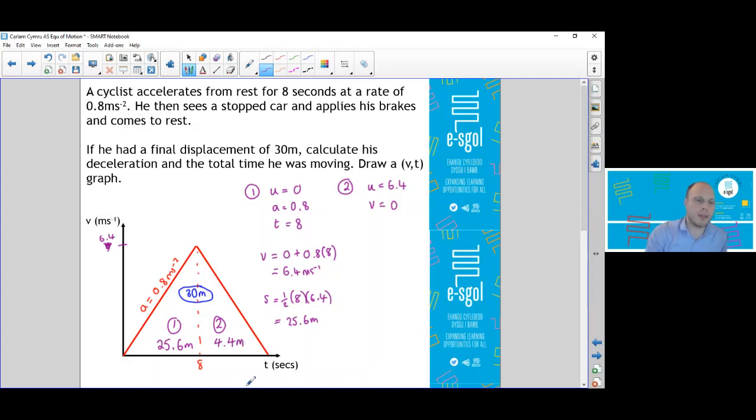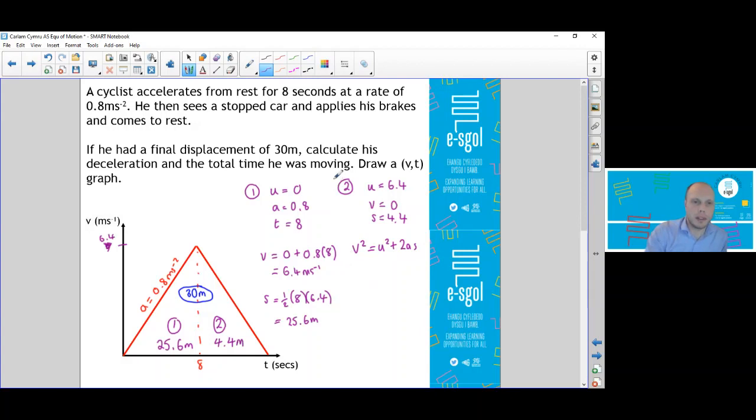To stop. Okay, that is very easy to miss. So if you know the area under the graph, you can take it away from the total to find little mini sub areas. So S is 4.4. Right, find the deceleration, so that's A. Find the total time that they were moving, so that's T. To find A, we're probably better off using V squared equals U squared plus 2AS.